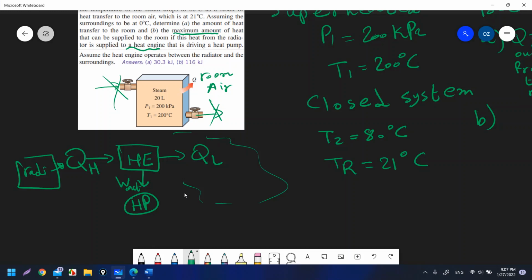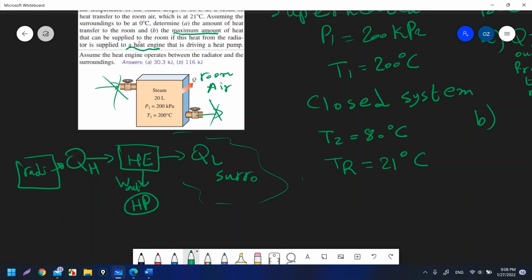The heat engine is taking the QH from the radiator and driving the heat pump with the work output. He wants to find the maximum amount of heat that can be supplied to the room. Okay, we are taking QH from the radiator to the heat engine, and this QL is for the surrounding. So where is the heat to the room? To the room is from the heat pump.